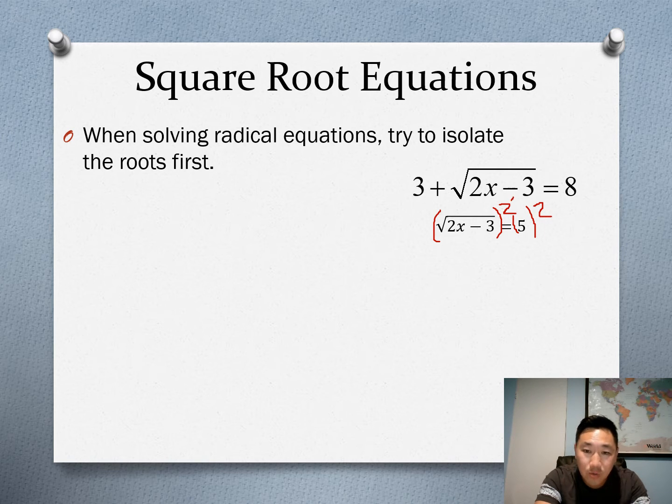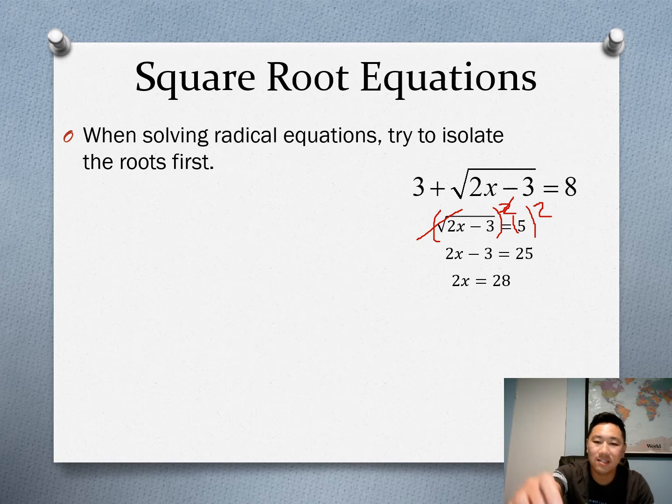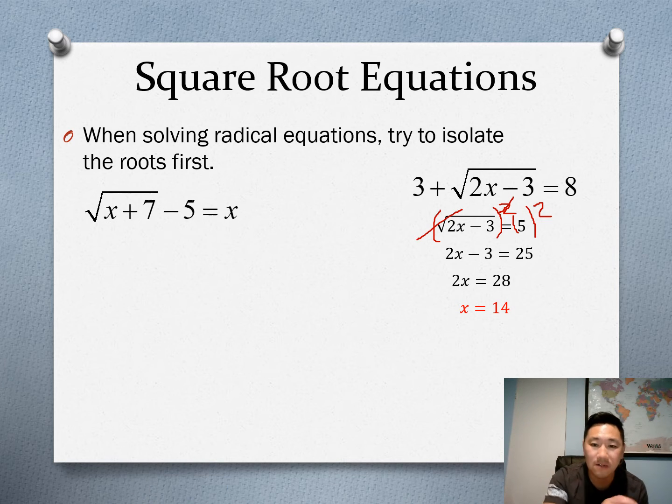So that square actually cancels out the square root. And so we're going to have 2x minus 3 is equal to 25. And now it becomes a super easy equation. Add 3 to both sides, divide both sides by 2. All right, so that's how you do square root equations. Let's do another one for fun.